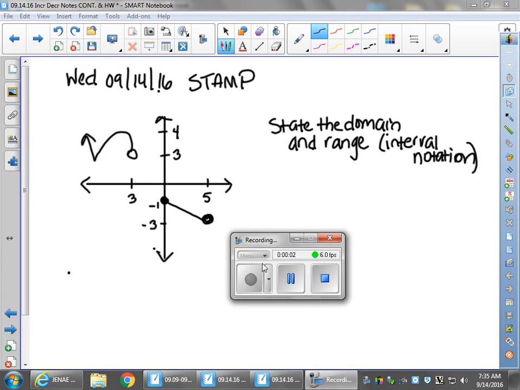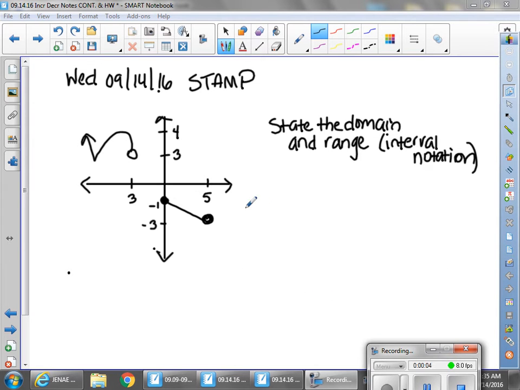Today's warm-up is going to use knowledge from yesterday on what union means. The stamp question says state the domain and range using interval notation. Remember that as soon as union is involved, we're really not ever going to try to do set notation with the curlicues and the inequalities. We're strictly going to work with a combination of brackets and parentheses.